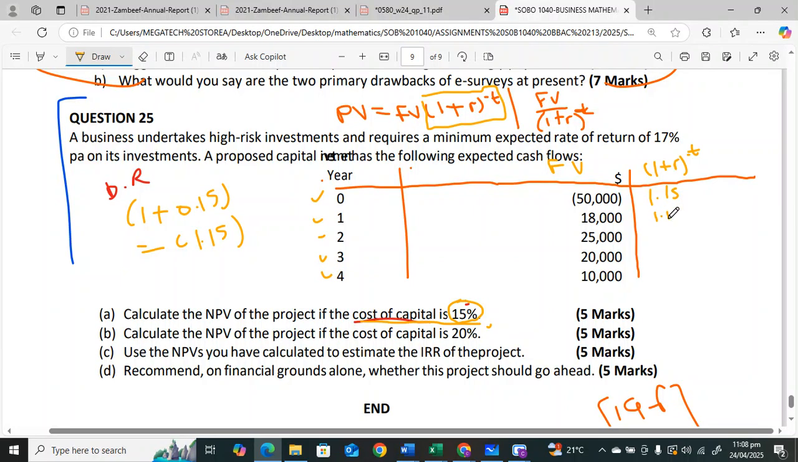Okay, maybe it's the way I said using it throughout that has caused confusion. When I said we're using it throughout, I mean we're going to be multiplying it with each of these future values here. That's what I meant when I said we use it throughout.